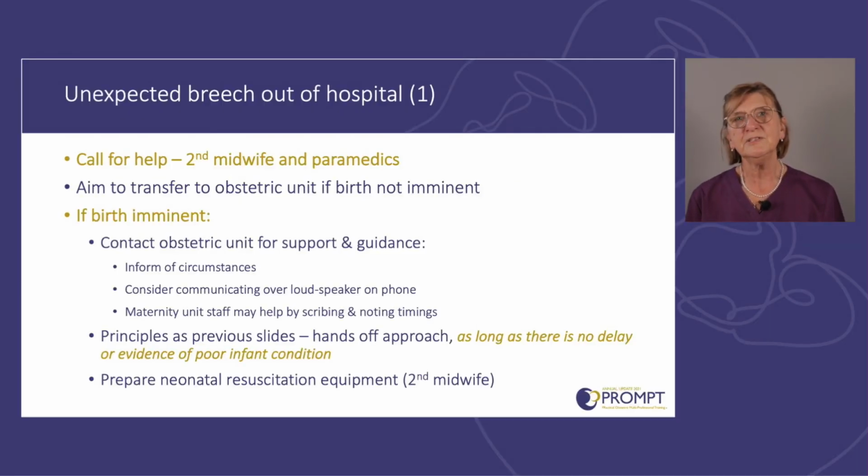So finally, we just need to cover unexpected breech birth that may occur outside of hospital. So very important that you call for help. You want a second midwife, you want paramedics on the way. And the aim is to transfer into the obstetric unit if at all possible. If birth is imminent, then clearly that's going to be a difficult thing to do, and you need to contact the obstetric unit and get their support and guidance.